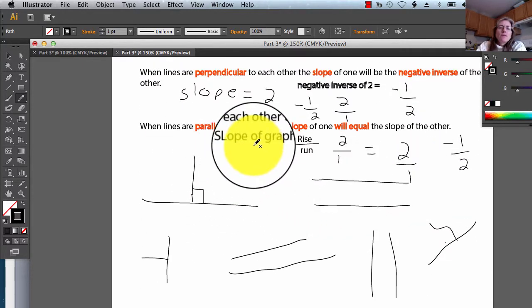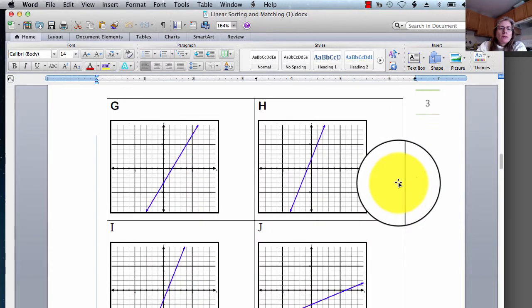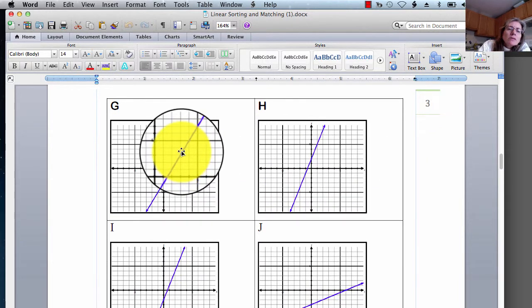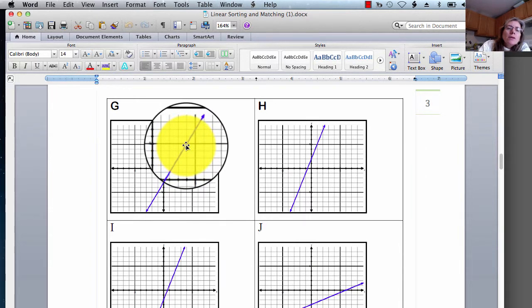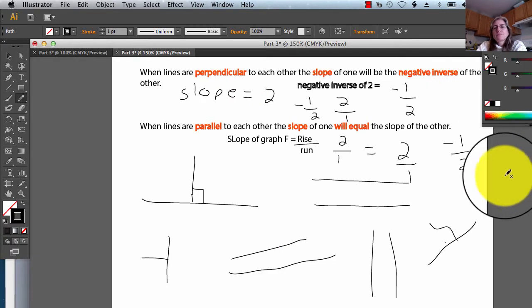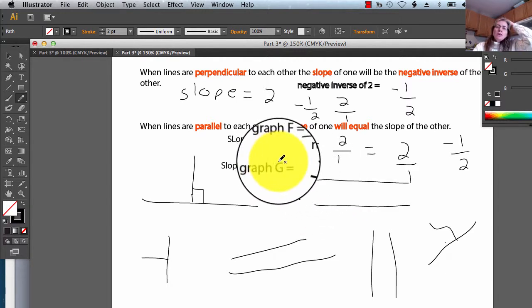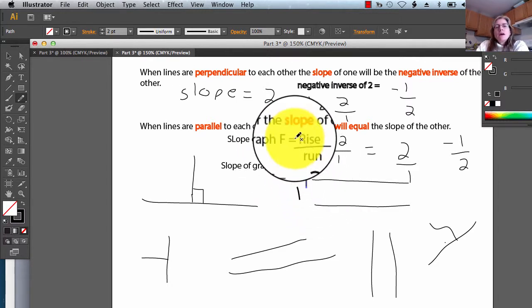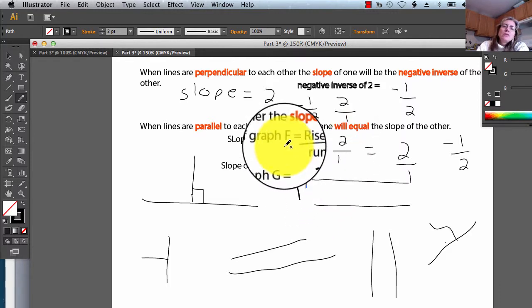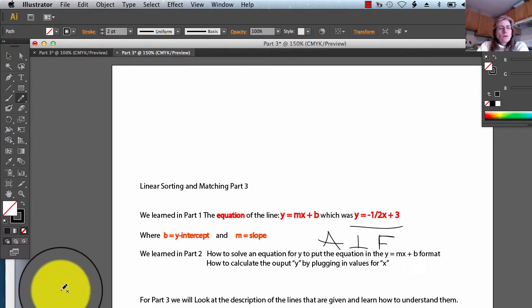Now, if we have graph G, I believe was the other one, right? Let's look at that slope. We've got rise 2, run 1, rise 2, run 1. It's the same slope. So we've learned a couple of things. Okay, so the slope of G is 2 over 1, and the slope of F is 2 over 1. So these lines are parallel, and both lines are perpendicular to line A. Okay.